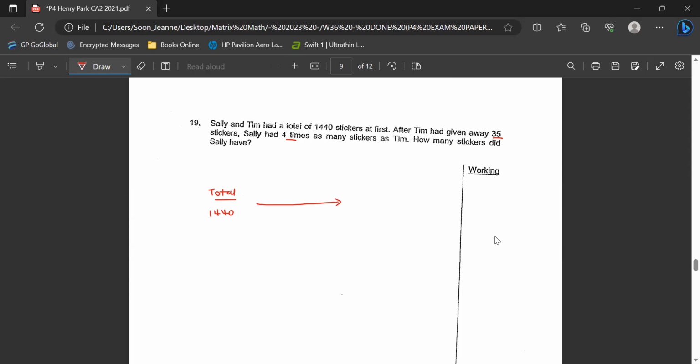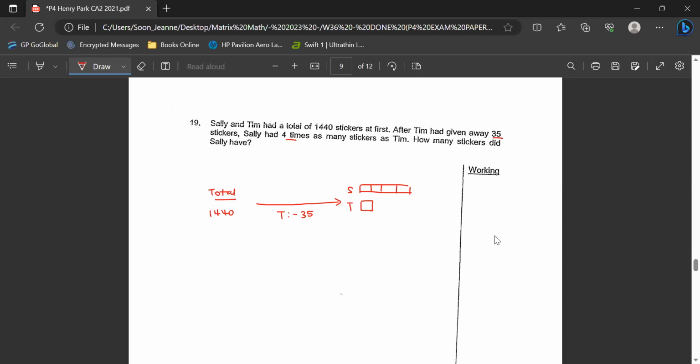Since Sally is mentioned first, Sally will be on top. Tim, I will just label below. Tim gave away 35, so we minus 35. And what happens to the model for Sally and Tim? Sally had 4 times, so I'm just going to draw 4 units for Sally and a single unit for Tim, because Sally had 4 times as many stickers as Tim.